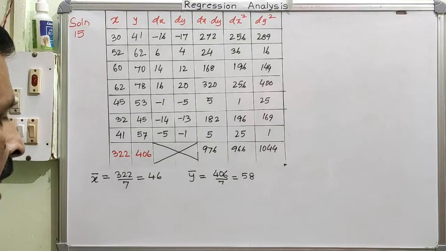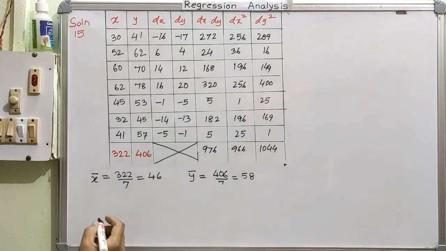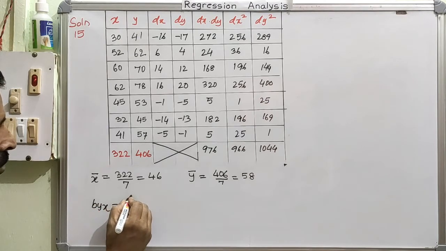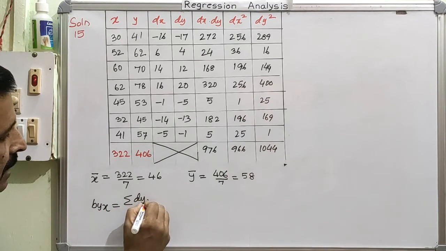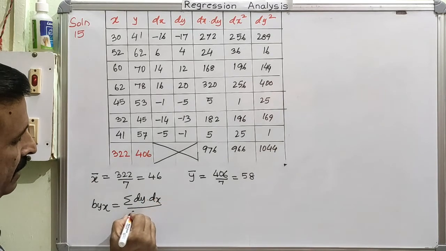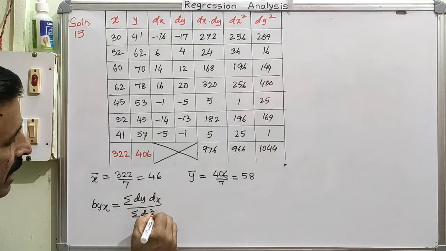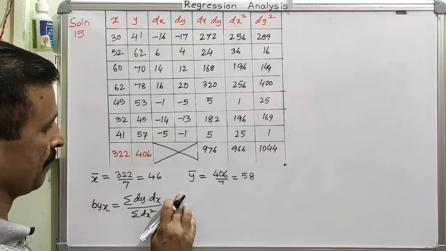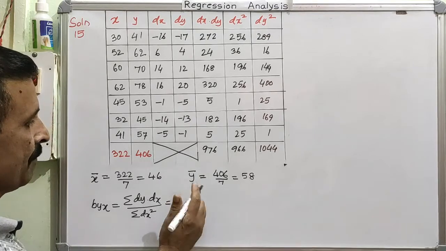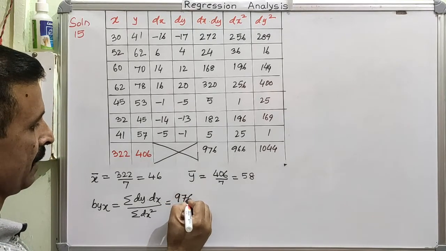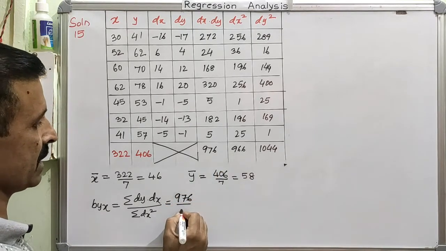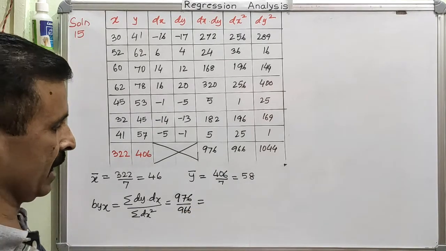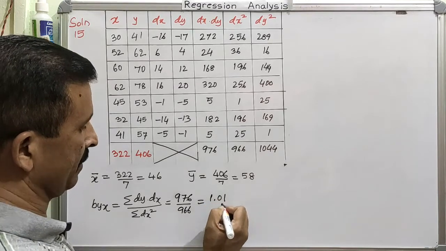Alright, now we are going to calculate the regression coefficient. So first of all, we are going to calculate the regression coefficient of y on x, that is byx. This is equal to summation of dy into dx divided by summation of dx square. So product of these two is 976 divided by sum of this is 966. Right? Use the calculator and we are getting the answer as 1.01.